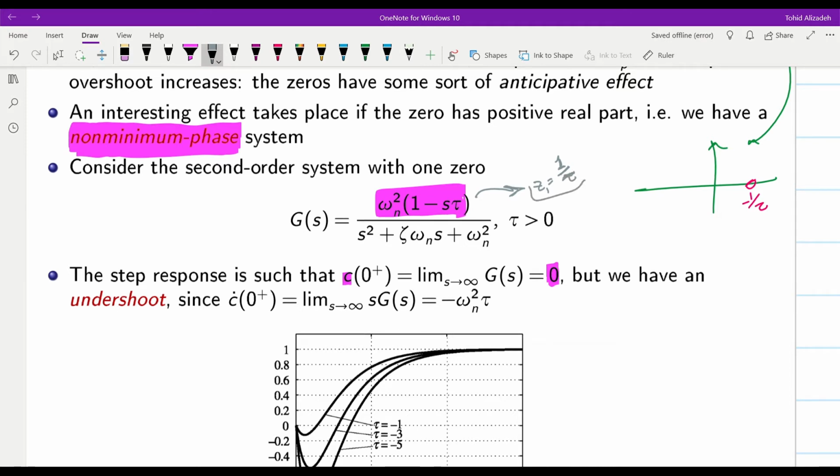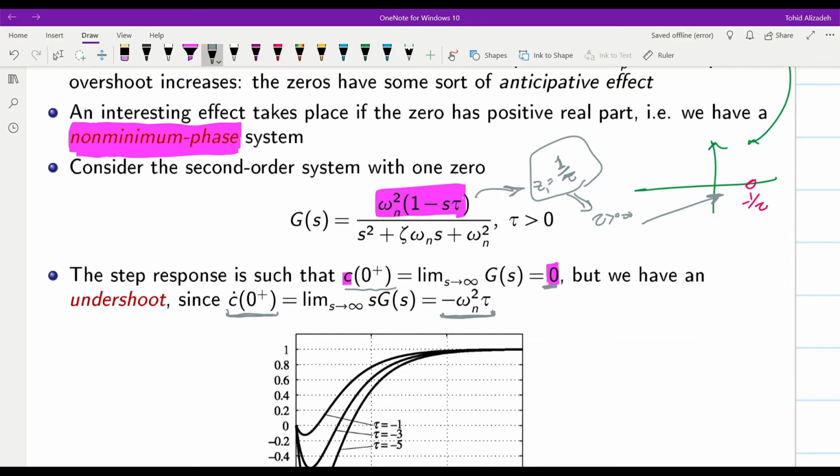So when tau is bigger than 0, we will have this case. The 0 will be located on the right half plane. But in terms of the initial value of the response, c at 0 plus, we can see that it will be still equal to 0. But there will be an undershoot, because if we find out the c dot at 0 plus, or the time derivative of the response at 0 plus, it will be equal to minus omega n squared times tau.